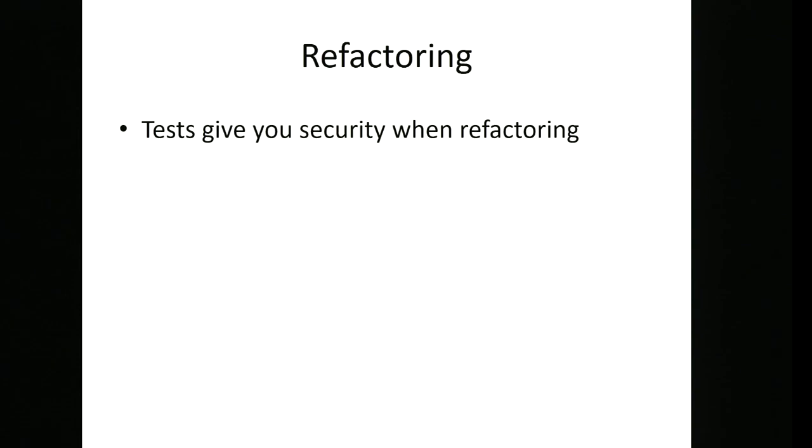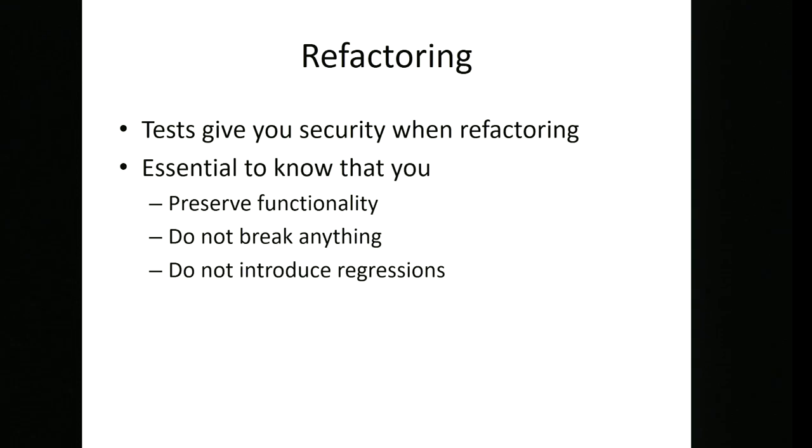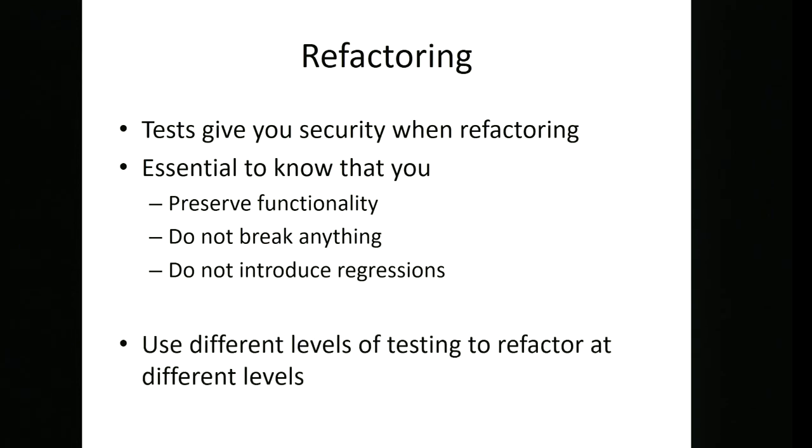If you don't know that everything works, how can you refactor something? It's essential to know that when you're refactoring something, you're preserving the functionality, you're not breaking anything, and you don't introduce any regressions. So we must have tests before we can refactor. As I keep saying, refactoring is the process of changing how something does something, not what something is doing. And we can use tests at different levels to actually refactor at different levels.